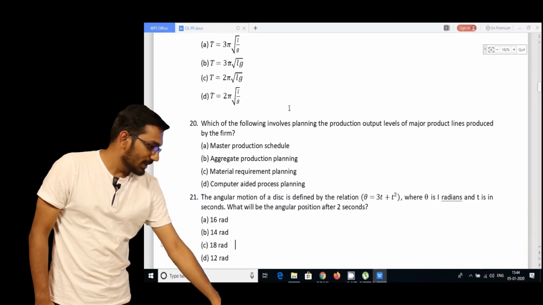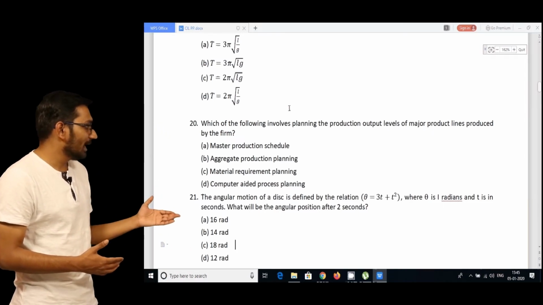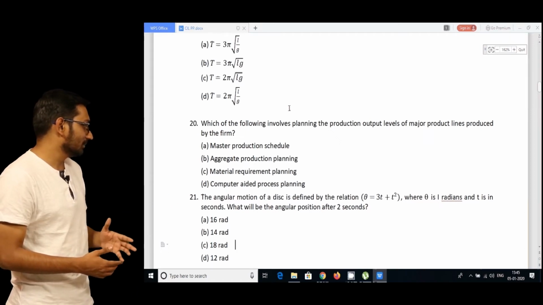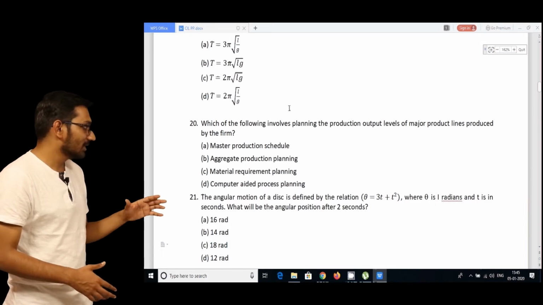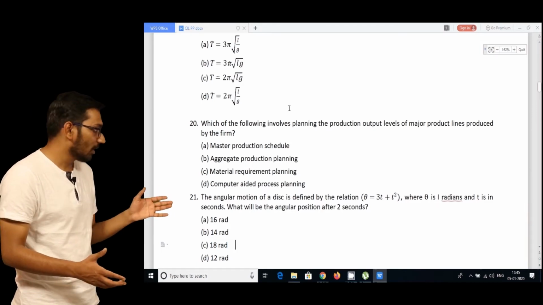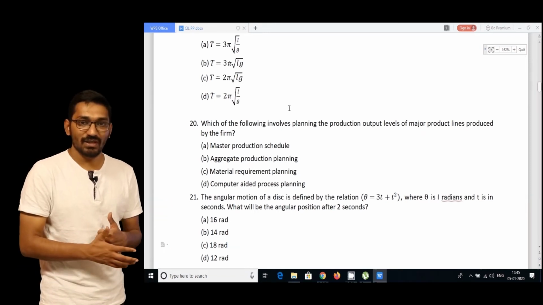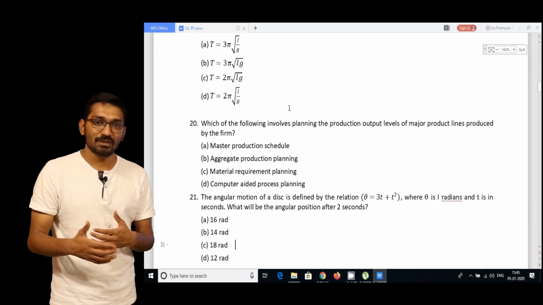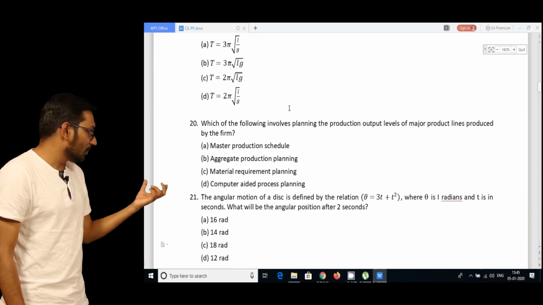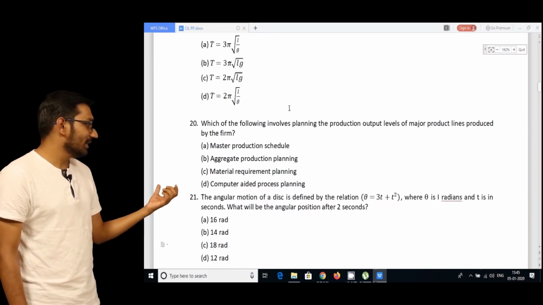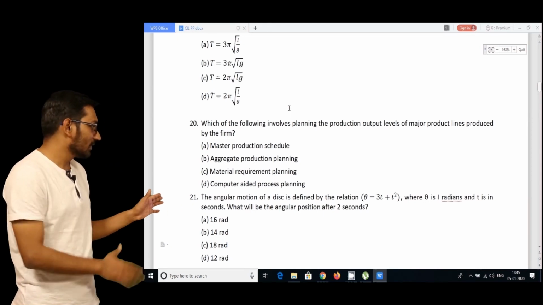Next is, what is the process that involves planning the production output levels of major product lines produced by the firm? Which of the following involves planning the production output level for major product lines produced by the firm? This is a question in industrial engineering in your PPC, that is planning, production and control. So the process which involves planning will be the aggregate production planning. This is a theoretical question, right? Straight away you can solve it.